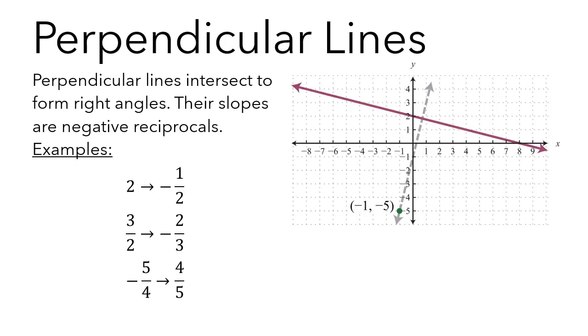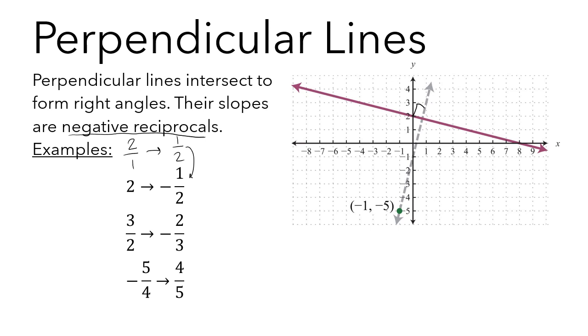Perpendicular lines do intersect in a special way. They intersect such that they form right angles. Now, their slope is actually the negative reciprocal. So what does that mean? Well, if you have a number like 2, 2 can be written as 2 over 1. The reciprocal is the flip of that, so 1/2, and then the negative reciprocal would be negative 1/2.